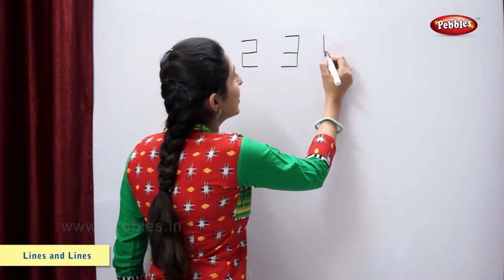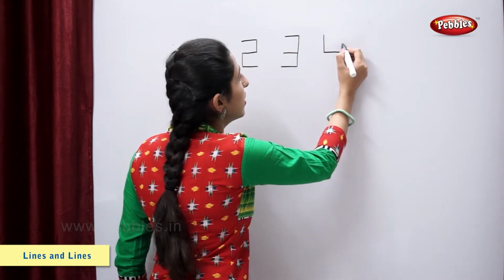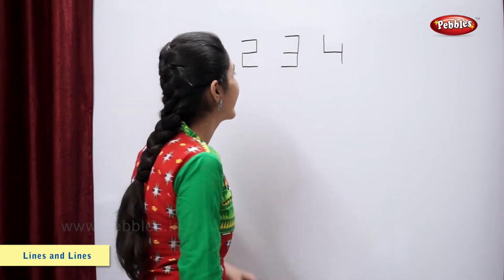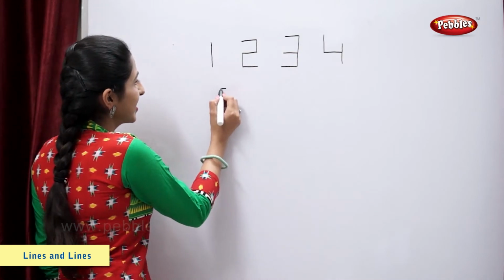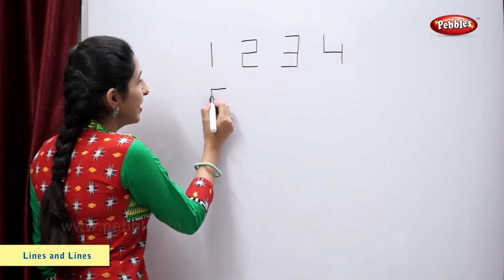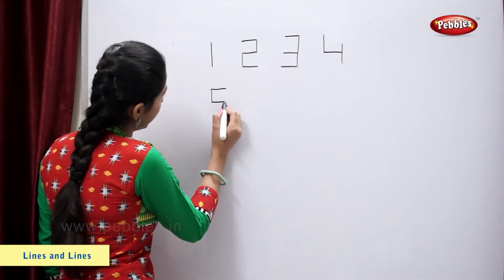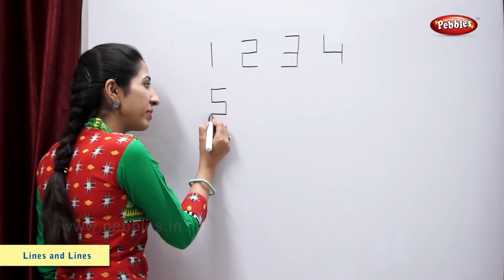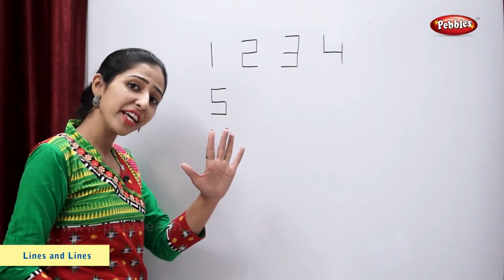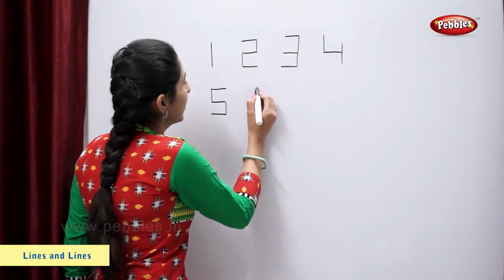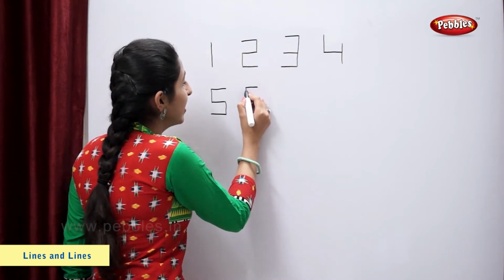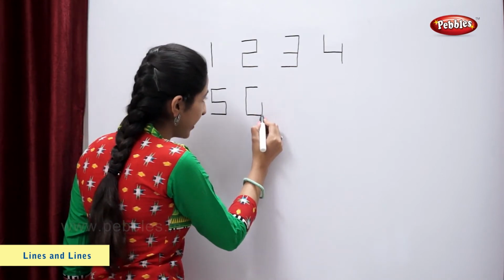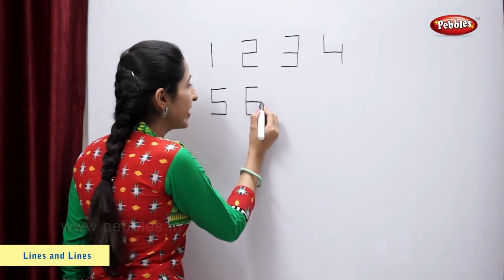Standing line. Sleeping line. One more standing line. Number 4. Sleeping line. Standing line. Sleeping line. Standing line. One more sleeping line. Number 5. Sleeping line. Standing line. Sleeping line. Standing line. A sleeping line.